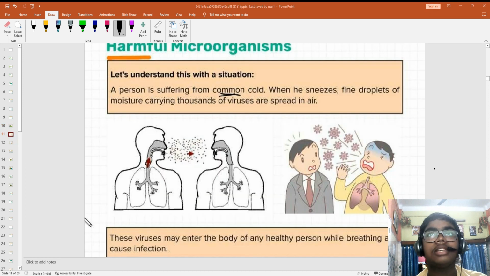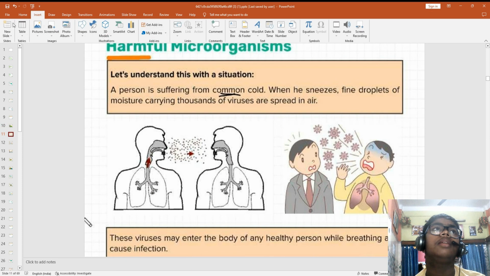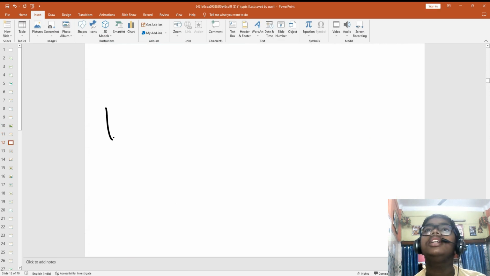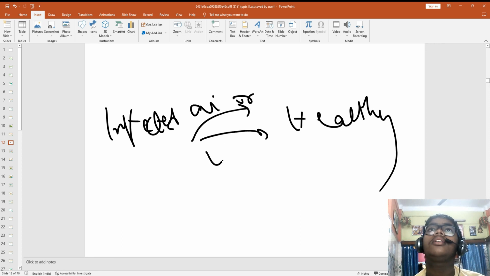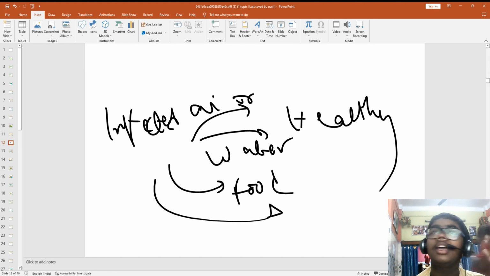So let us understand a situation. This is the infected person, and this is the healthy one. So it can spread through air, it can spread through water, it can spread through food, and it can spread through what? Can you tell the last one? Physical contact.